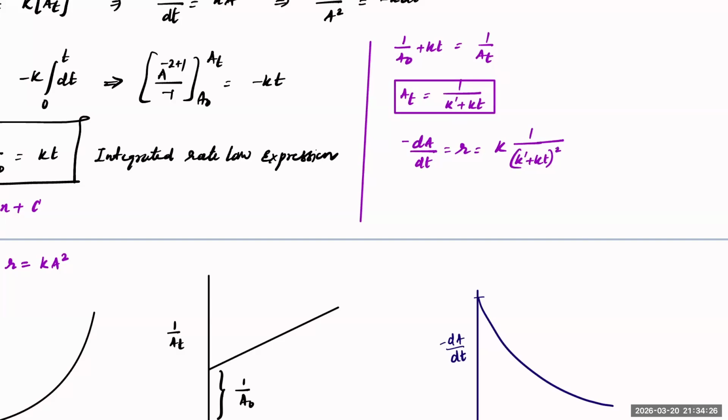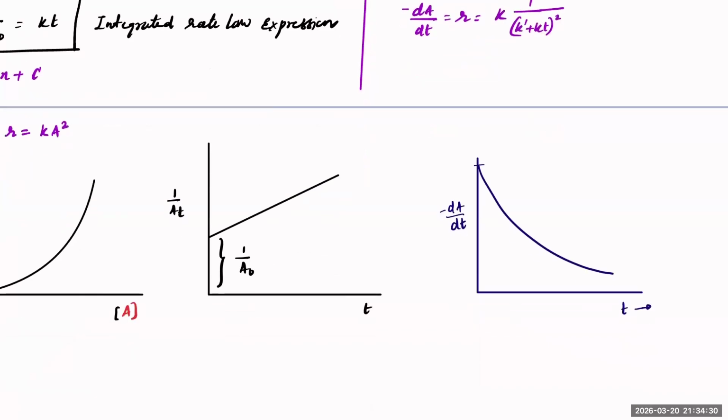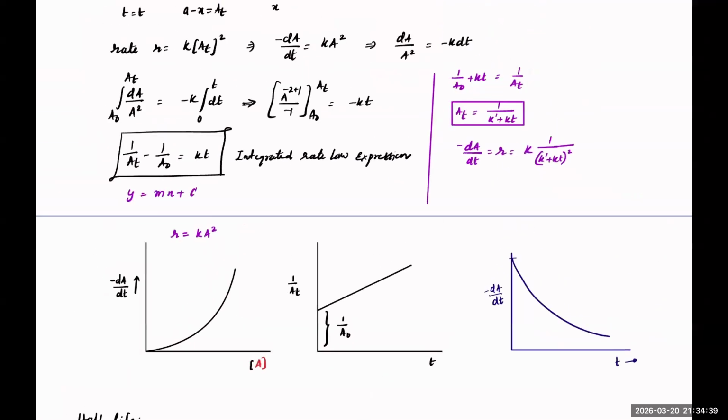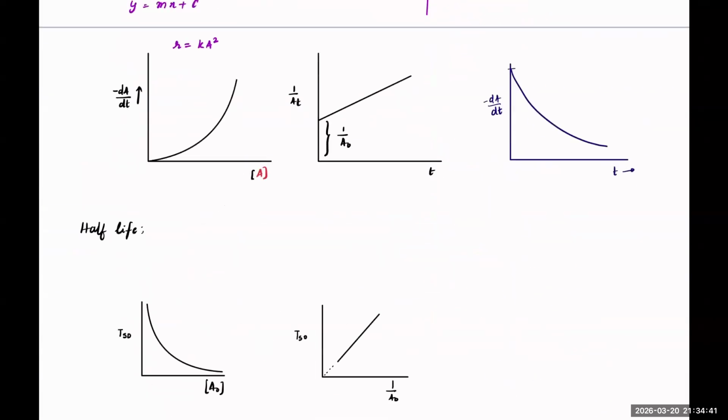So you can see basically this rate versus t is inversely proportional. So if the t increases here, the rate drastically decreases. So it will almost go like this. Correct? So these are the three graphs you should know for second order kinetics.